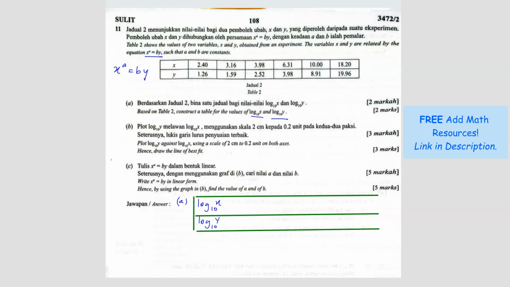So you get your answers 0.38, 0.5, 0.6, 0.8, 1 and 1.26. Then the y values are 0.1, 0.2, 0.4, 0.6, 0.95 and also 1.3. So this is the answer for A. You just have to use log. Use your calculator to solve.